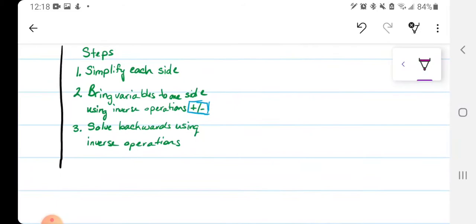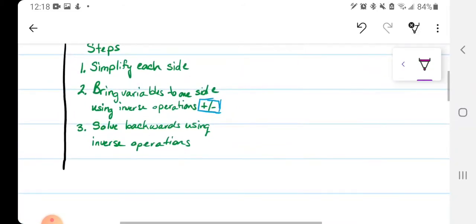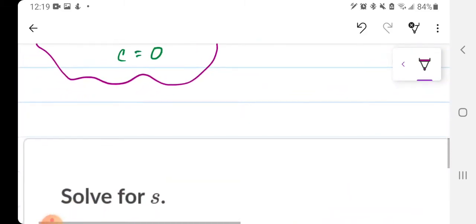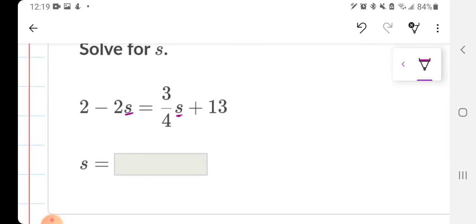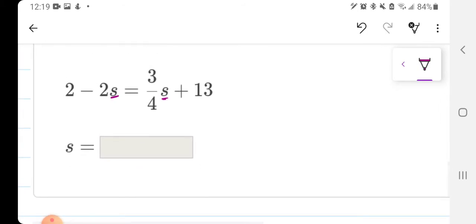Next step is bring variables to one side using inverse operations. And those inverse operations need to be addition or subtraction, okay? So that's what I'm going to do. I'm going to say, all right, well, to me it's easiest to just add. So, no, you know what, I'm going to make things slightly tricky for you. Let's subtract 3/4 s from both sides. So once we do it to this side, it's gone, all right? But now we actually have to do it over here too.